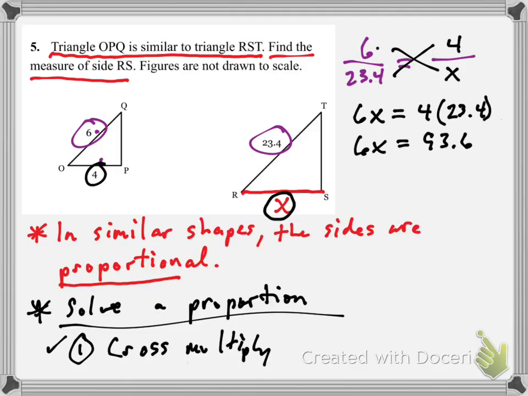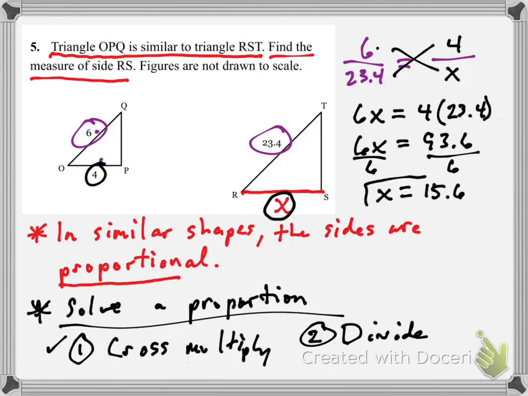Okay, so we did that. Next, divide. So I divide by 6. And I get 15.6. So I did that. Okay? Order matters. So if you chose 6 to go on top, that means that this 4 in the same triangle also has to go on top. Okay? So order matters.